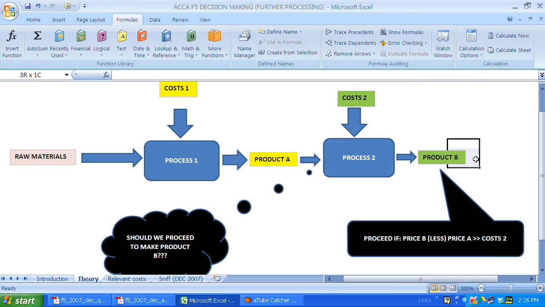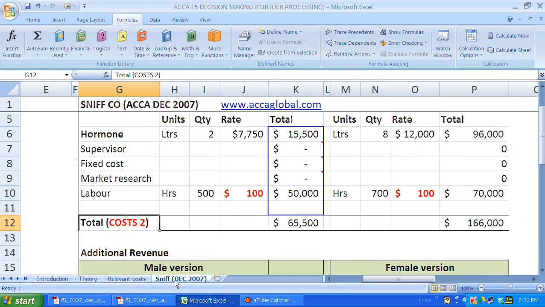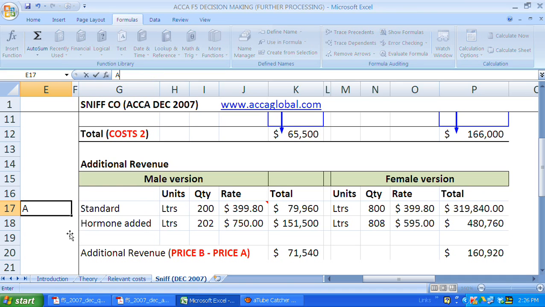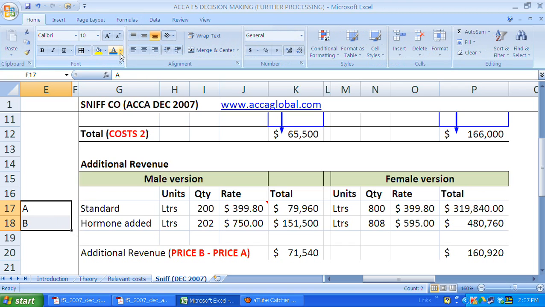Now what we need to do is compute the additional revenue, basically the price of B less the price of A. So let's see how we do that. How do we get the additional revenue? I have a similar template. The standard is what I would call A, and this would be my B right here.